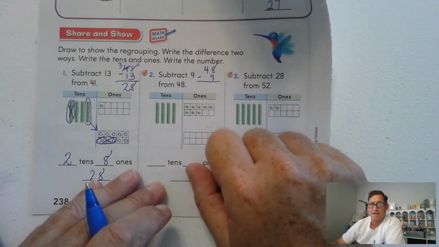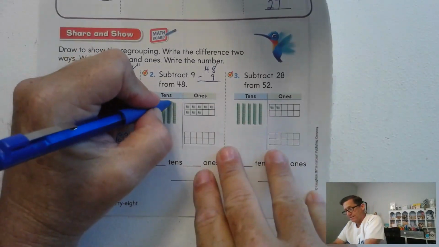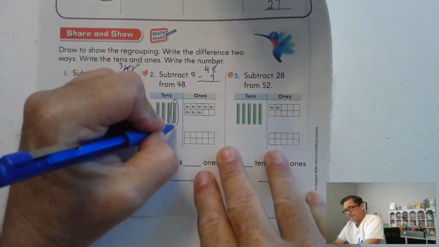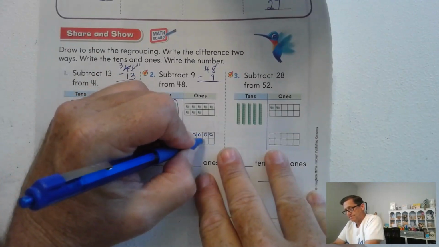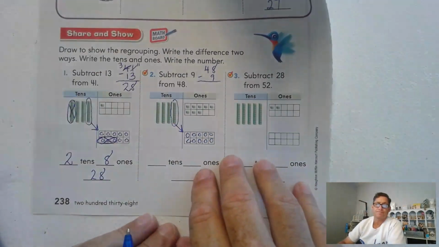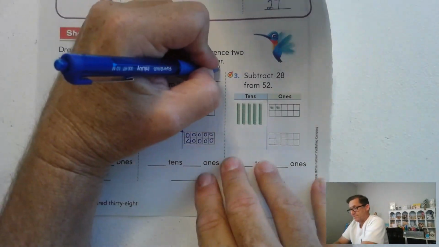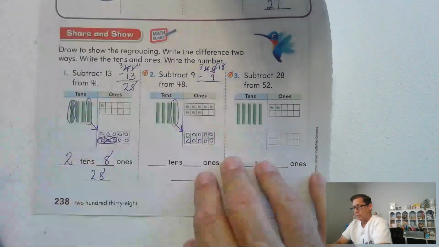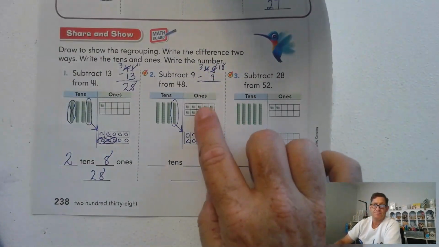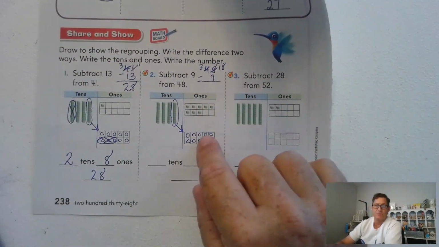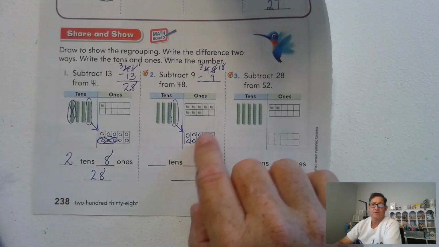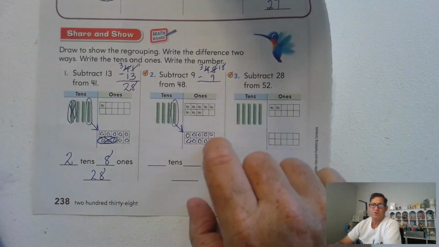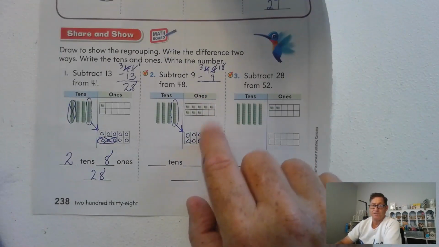So that means I'm going to have to trade one of the tens for 10 ones. Okay, so basically we now have 18 ones, right? 10 plus the original 8. We have 18 ones, and we have 3 tens left after regrouping. So can we take away 9 now? Sure, we have 18 ones, so we can take away 9.